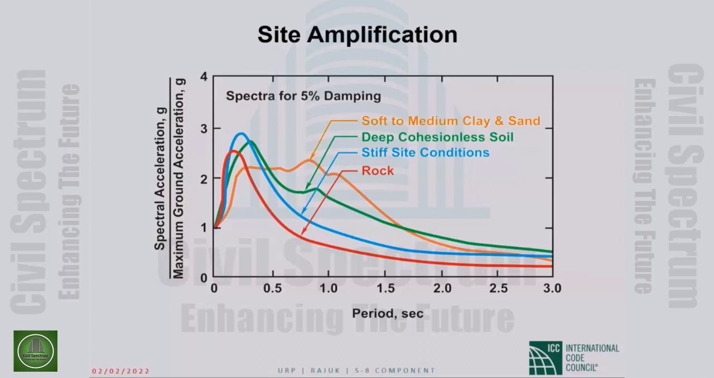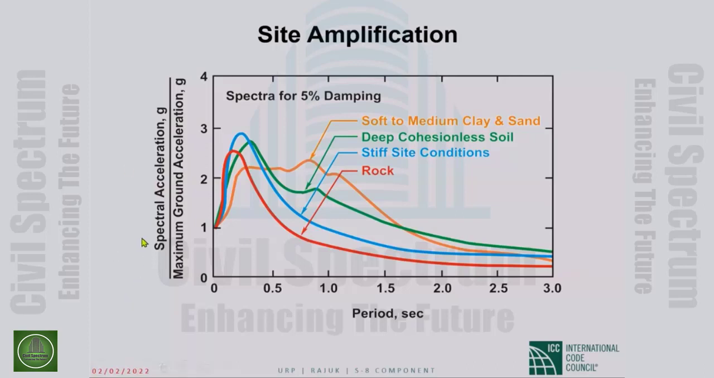But when Professor Harry Seed did his work, his entire work that you see on this slide was based on 104 strong motion records. That's all that was available at that time. Actually, strong motion records beyond a certain threshold. Now, 30 or so were on rock. 30 or so were on stiff site conditions as he described them. Another 30 or so deep cohesionless soil, and about 15 of the records were on soft to medium clay or sand.